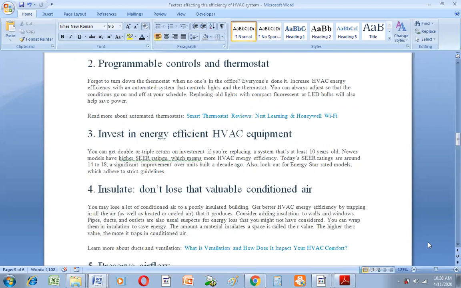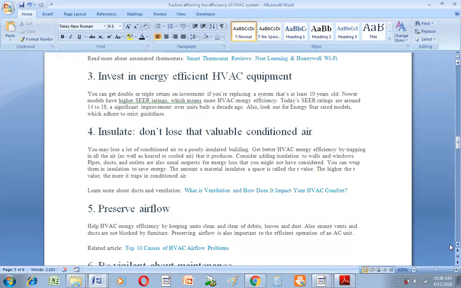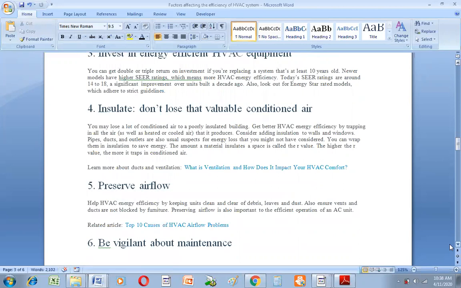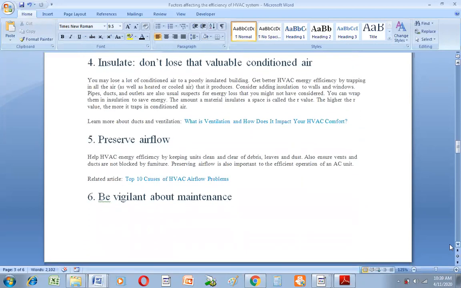Then the next point is preserve airflow. We have to keep the system clean. We have to clean the debris, leaves, dust, and dirt particles. We have to maintain the air conditioning system very clean. These are the points we have to follow to preserve the airflow.